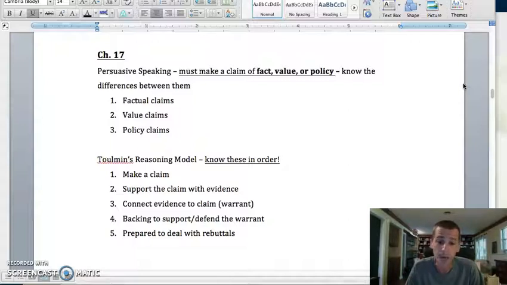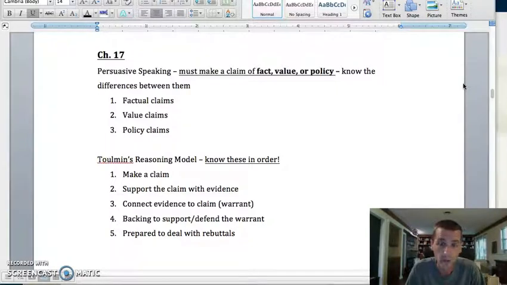Toulmin's reasoning model. This is a model that was introduced in Chapter 17 about basically an effective model for persuasive speaking. So know the order, most specifically for the final. You would start by making a claim. Then you would support the claim with evidence. All right, so you make the claim, you back it up with research. Third step is connecting the evidence to the claim. So you have to make it clear how the research is related to the claim that you're making.